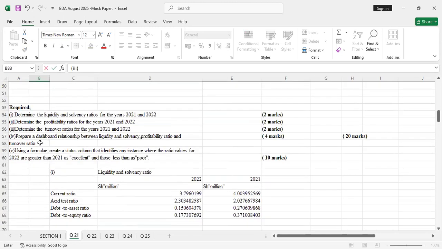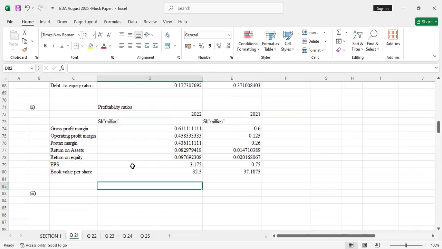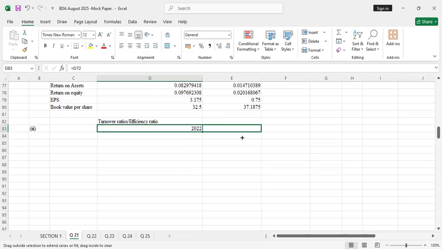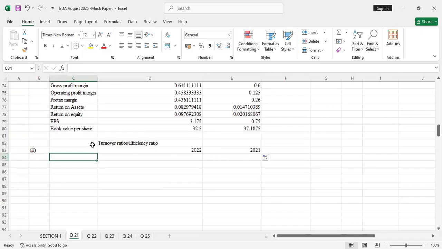Roman 3 says determine the turnover ratios for the years 2021 and 2022. So I'll do the same thing and write turnover. The turnover ratios are also called what? The efficiency ratios. So we'll have the years 2022 and 2021, and we'll start with the first one.